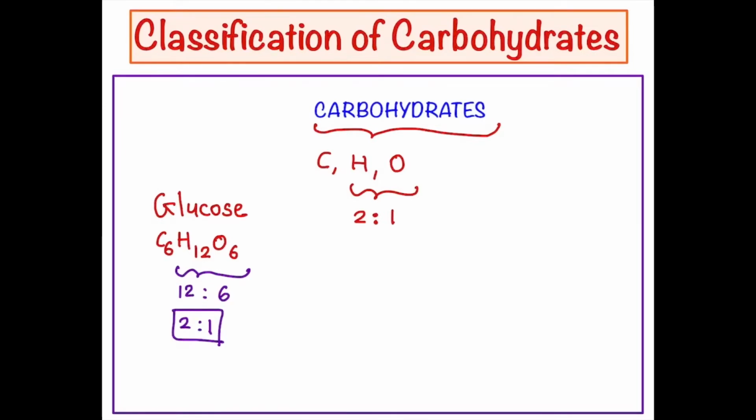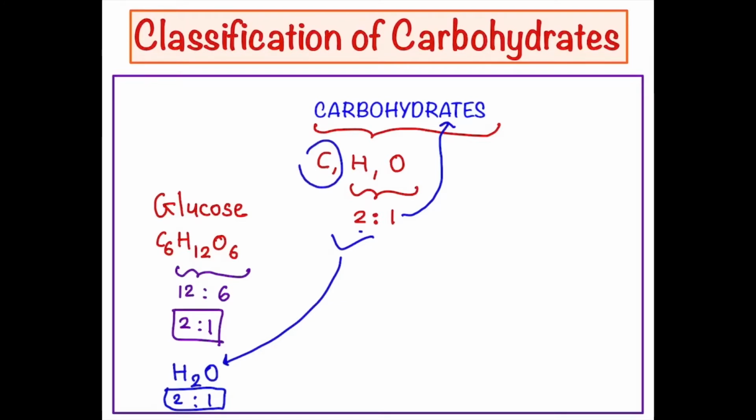The same ratio of hydrogen and oxygen is present in a water molecule, H2O, where the hydrogen to oxygen ratio is 2 to 1, right? The same ratio is there in the carbohydrate. That's the reason the word hydrate comes from here, because the ratio is the same as the water ratio. As carbon is also present in the carbohydrate, it is called carbohydrate. So this is the theory behind the name of the carbohydrate.